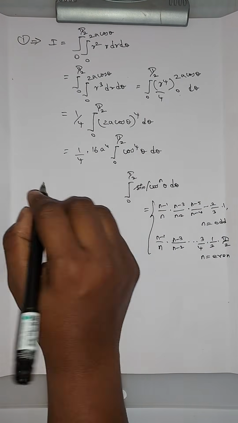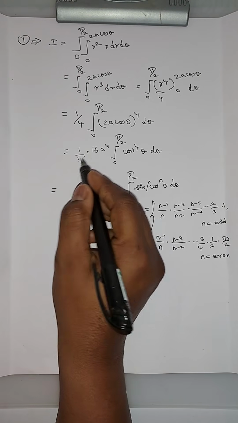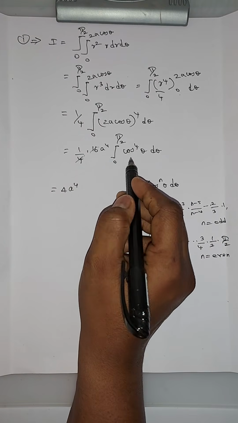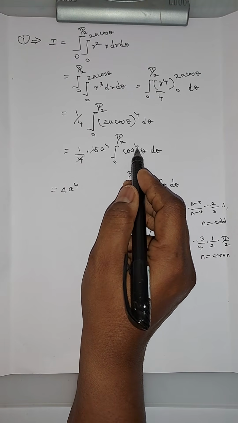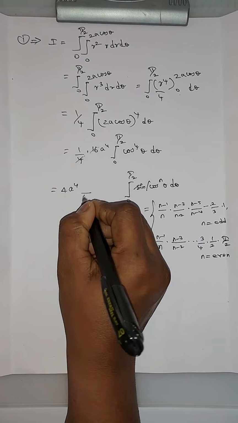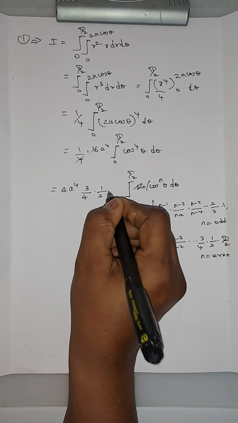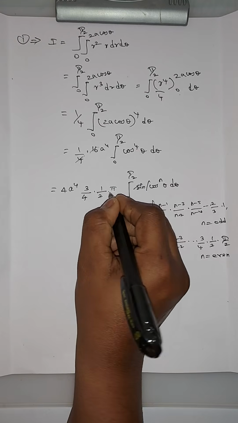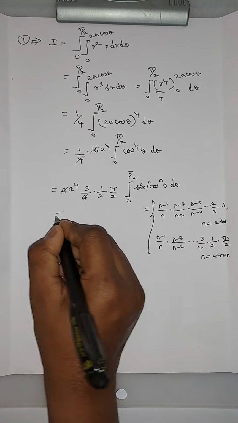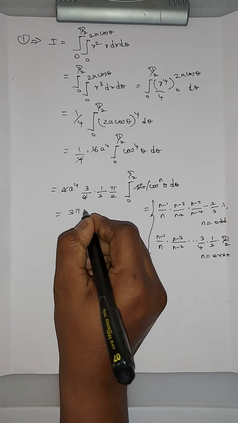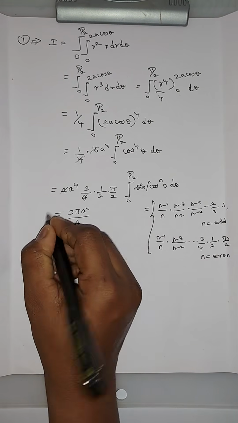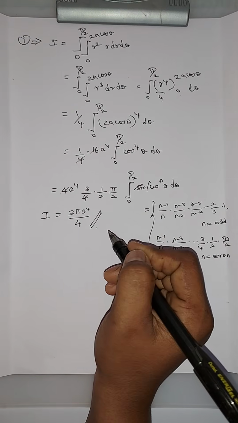Which is equal to, we can cancel this 4 and 16. We get 4a power 4, integral 0 to pi by 2 cos power 4 theta d theta. N is even here, starting from 4 in the denominator: 3 by 4, 1 by 2, and as it is even, we have to multiply by pi by 2. That's it. The 4 is cancelled. We get 3 pi a power 4 by 4. This is the value of the required integral.